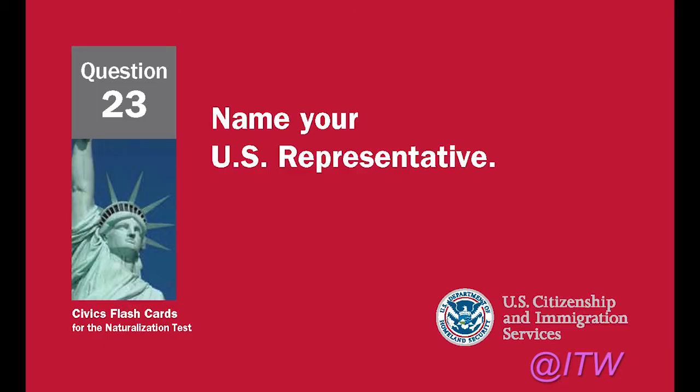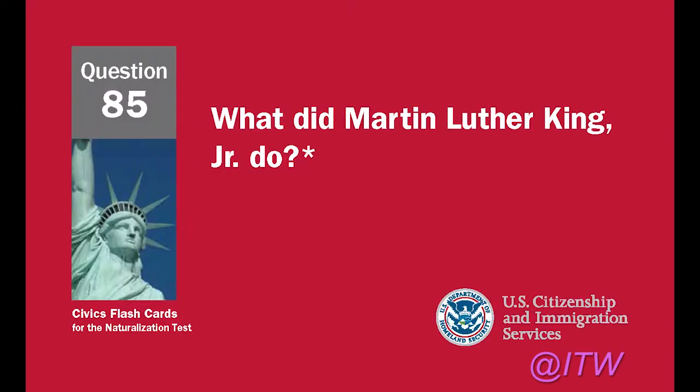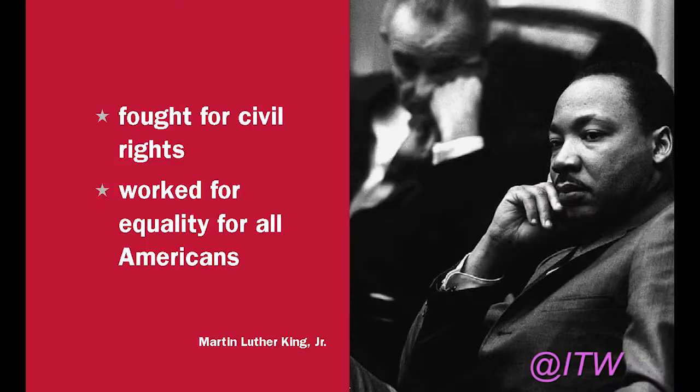Name your U.S. representative. Answers will vary. Residents of territories with non-voting delegates or resident commissioners may provide the name of that delegate or commissioner. Also acceptable is any statement that the territory has no voting representatives in Congress. What did Martin Luther King Jr. do? Fought for civil rights. Worked for equality for all Americans.